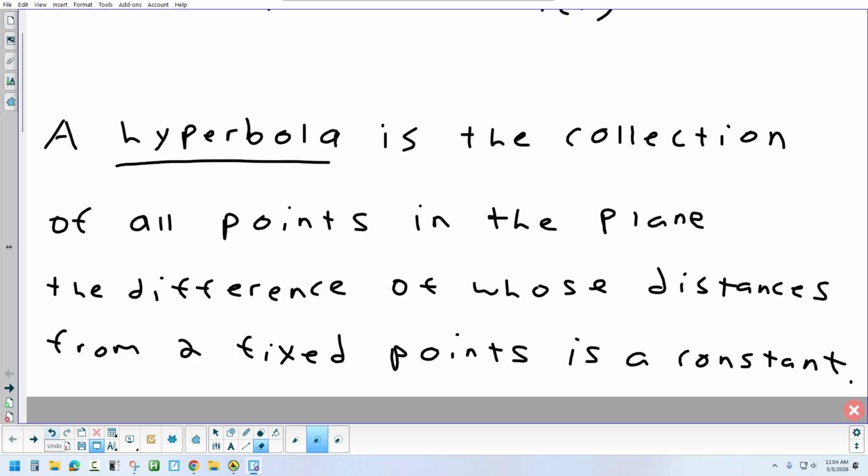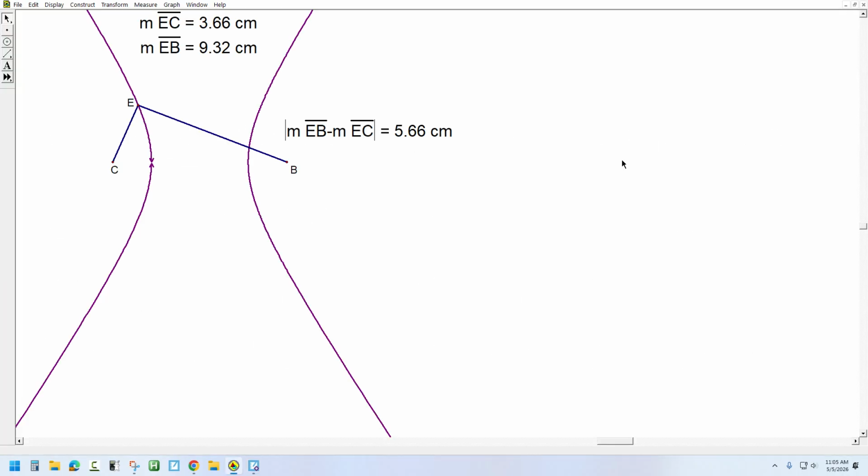Okay, so the only difference in the definition between yesterday and today is one word. We changed sum to difference. We'll look at a picture because I think that'll help it make more sense. So there's our hyperbola, and you'll notice that the hyperbola is in two separate pieces. Okay, it's not like an ellipse, a parabola, or a circle. Those are one piece. Hyperbola is always two pieces.